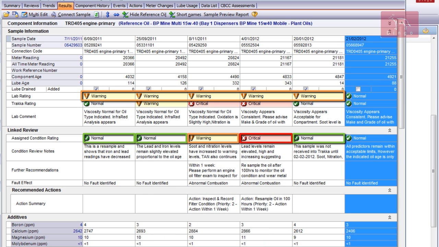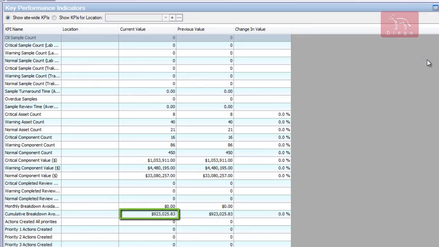By managing workflow in Trakka to identify the failure before damage could be caused, an approximated engine rebuild cost of $150,000 was avoided for the mine, creating a substantial saving. This saving was stored and captured within Trakka's key performance indicators.